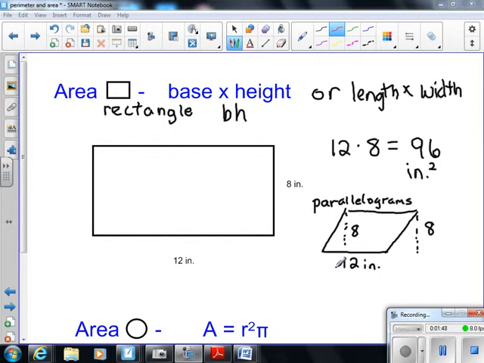For a parallelogram, it's basically a quadrilateral, but it has two pairs of parallel sides. You calculate it just like you do a rectangle, because I could chop this little side off here and glue it over here, and what shape would you have? A rectangle. So you're still going to take a base, which is 12, times your height, or sometimes that's called altitude, to get 96. So a parallelogram is solved pretty much the same as a rectangle, because I could cut it apart and make it look like a rectangle.